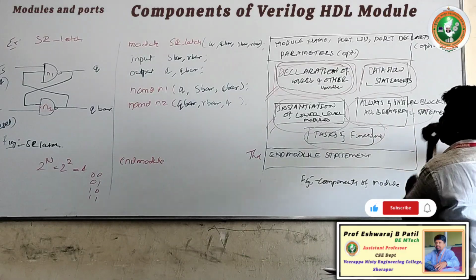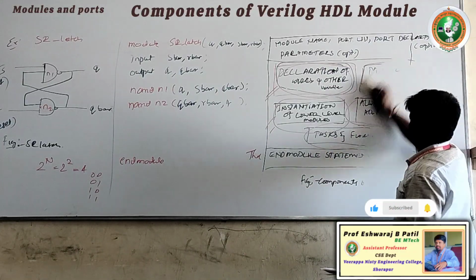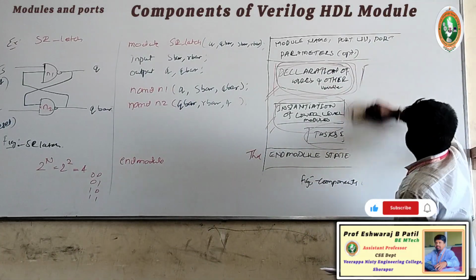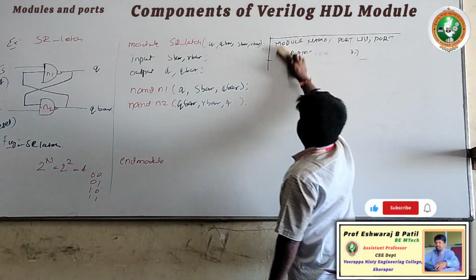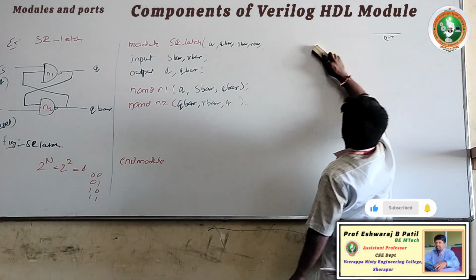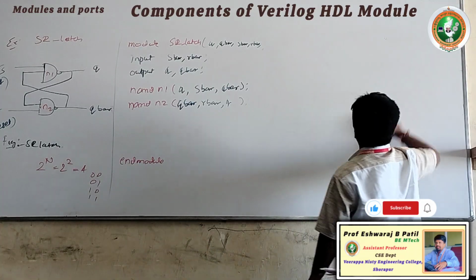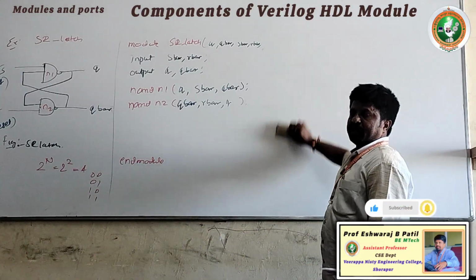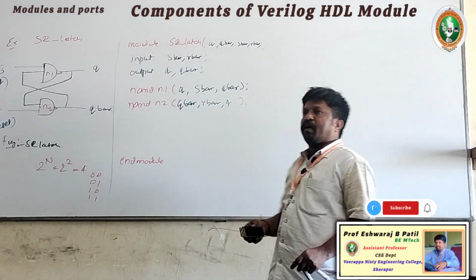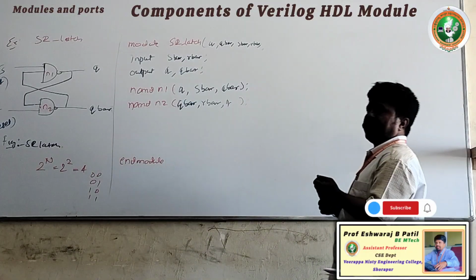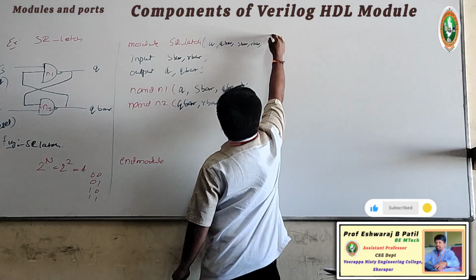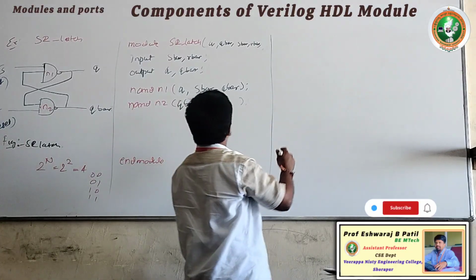I should write the test bench now. With the test bench, I check whether my program is working correctly or not, by giving the set of input combinations here. What are those input combinations? 0 0, 0 1, 1 0, 1 1. Okay, I am writing the test bench for this.